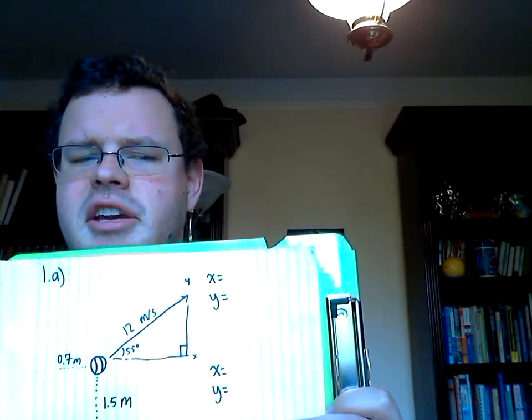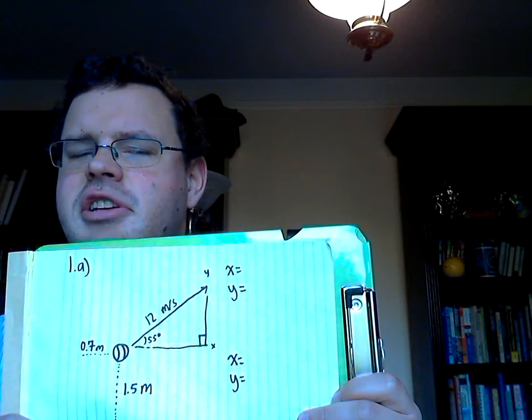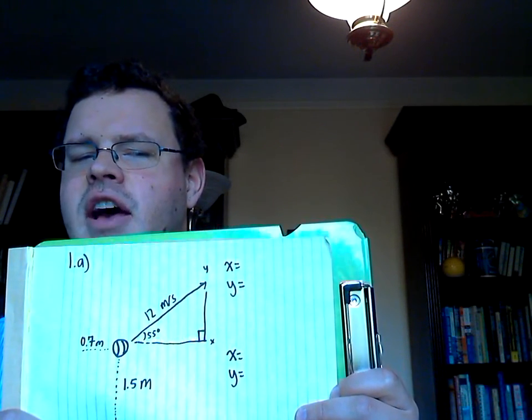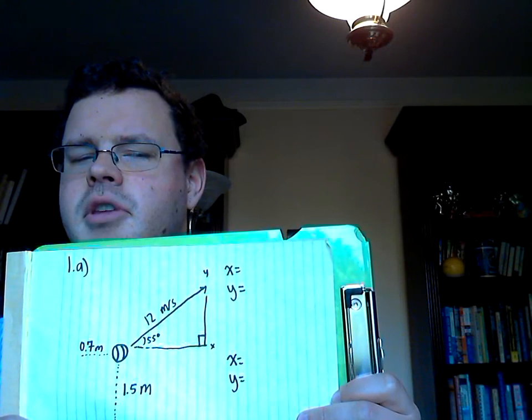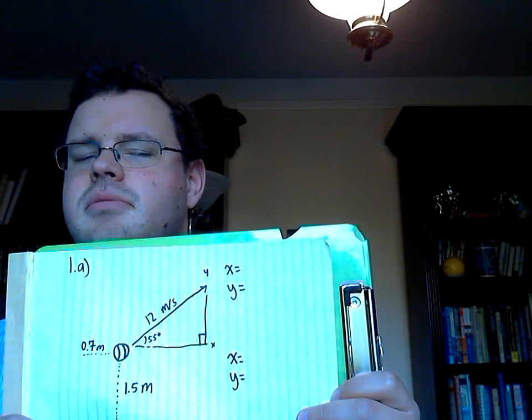Alright, now turn to the person next to you. How are we going to figure out the speed at which x is changing and y is changing if we know this 12 meters per second at the 55 degrees? I'm just going to sit here and wait for a few seconds while we talk.